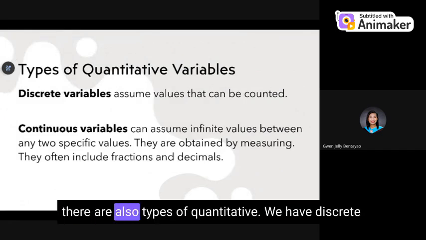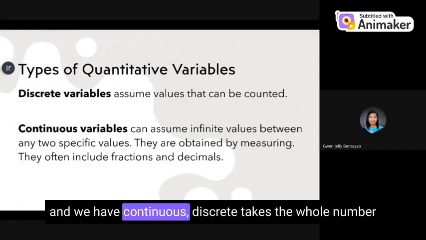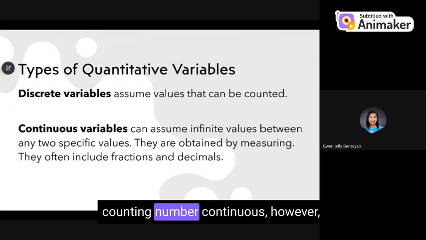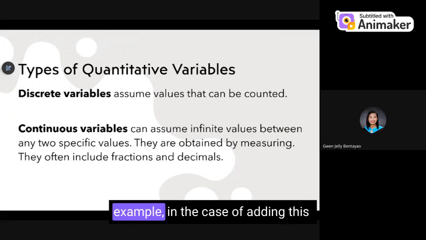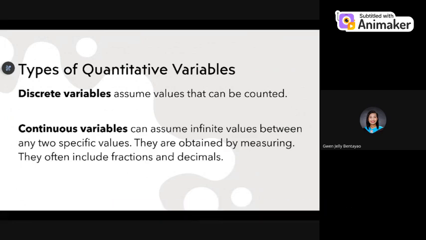There are also types of quantitative: we have discrete and we have continuous. Discrete takes whole numbers, counting numbers. Continuous, however, takes an infinite number of values between any two specific values, for example, in the case of adding decimals.